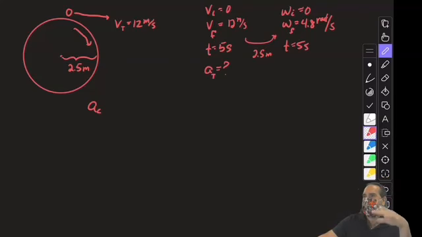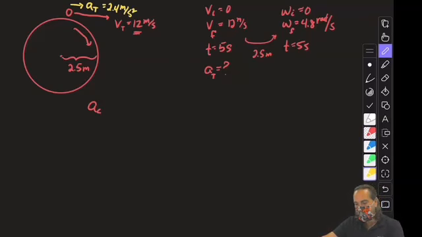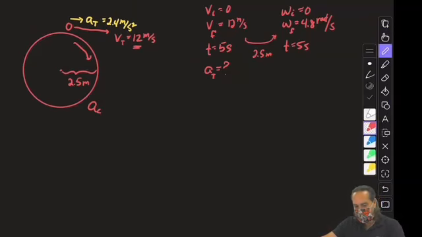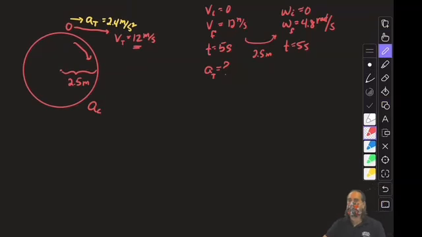This kid actually has 2 accelerations at the moment they jump onto the merry-go-round. They are accelerating themselves in what appears to be a straight line because they are increasing their velocity to 12 meters per second, which means there is an acceleration in this direction called the tangential acceleration. That is a result of 12 divided by 5, which is 2.4 meters per second squared. This represents the tangential acceleration, the acceleration that caused their linear velocity to change.